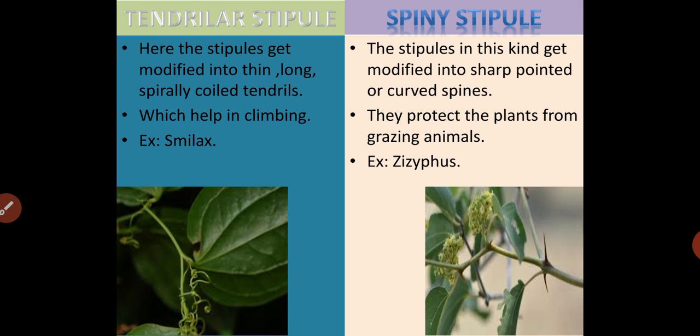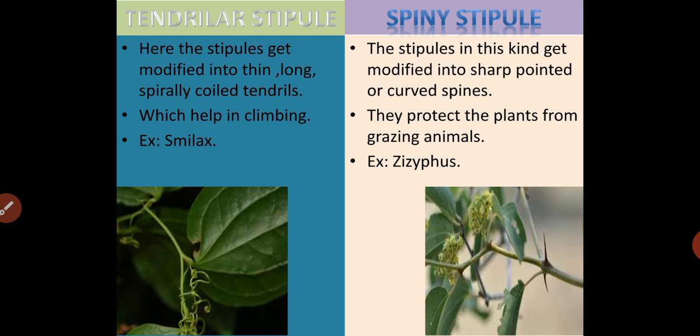Tendrillar stipule. It is the condition in which stipules are modified into thin, long, spirally coiled tendrils which help in climbing. Example, Smilax. The next one is spiny stipule.